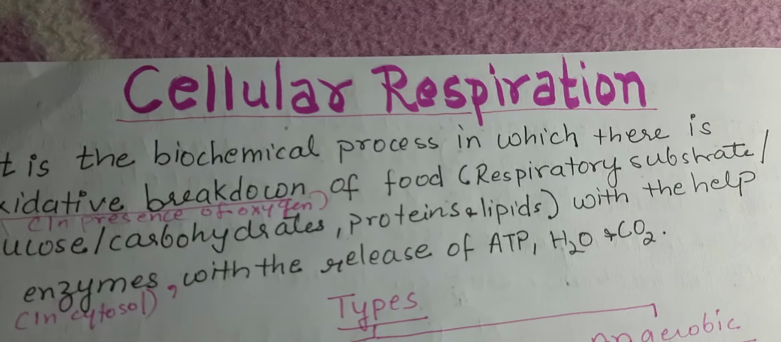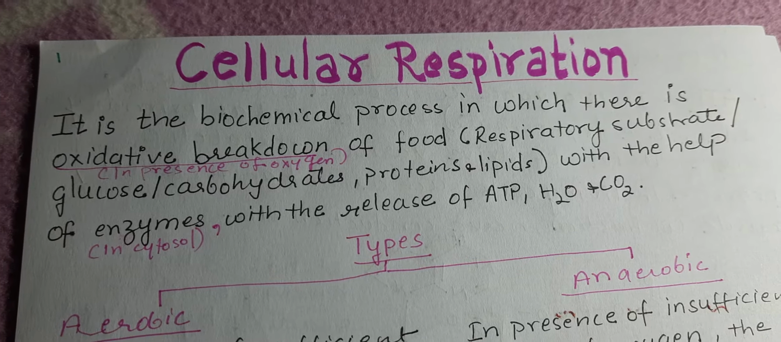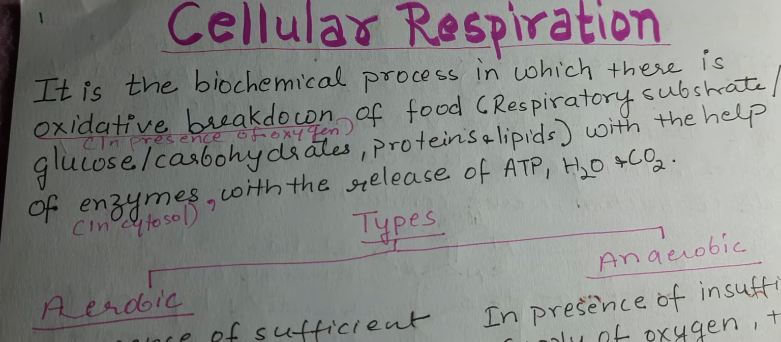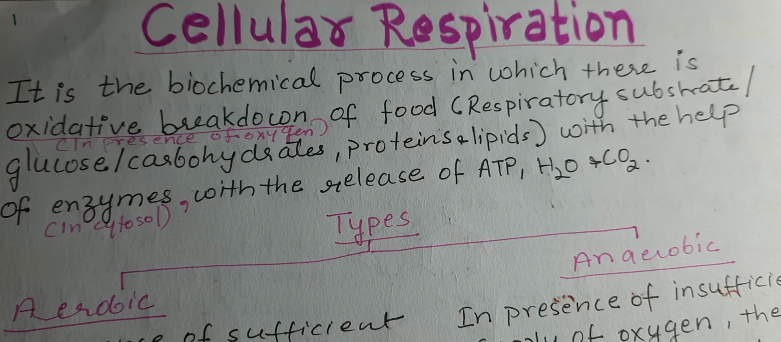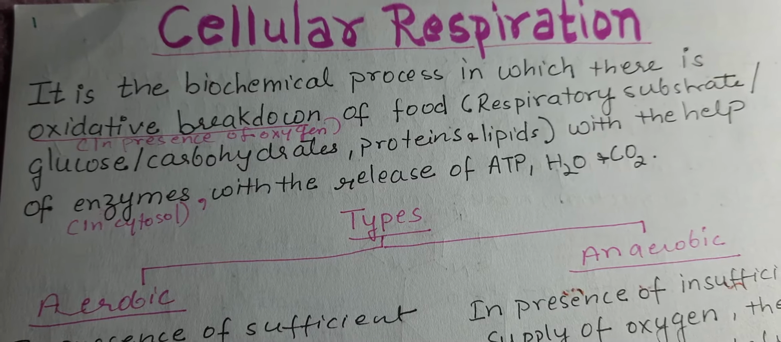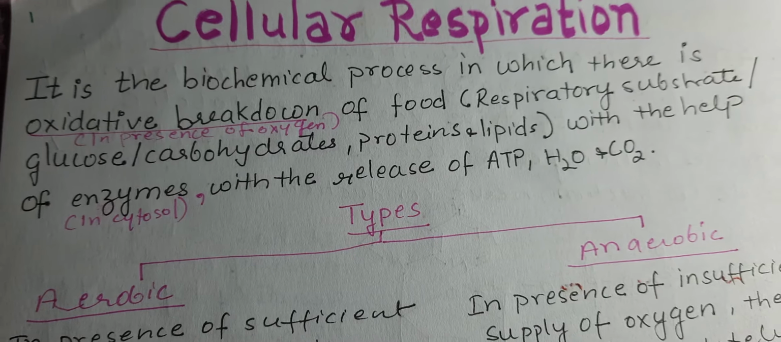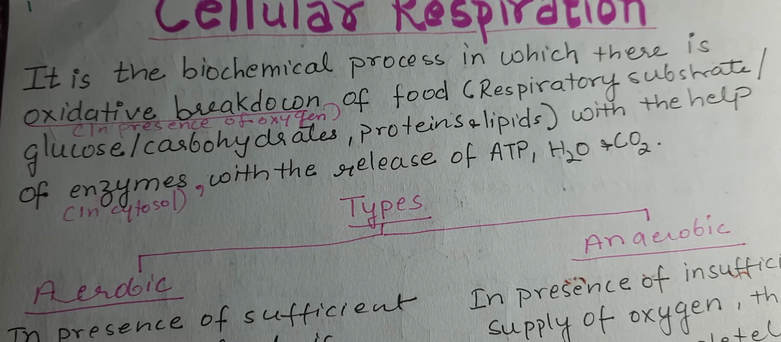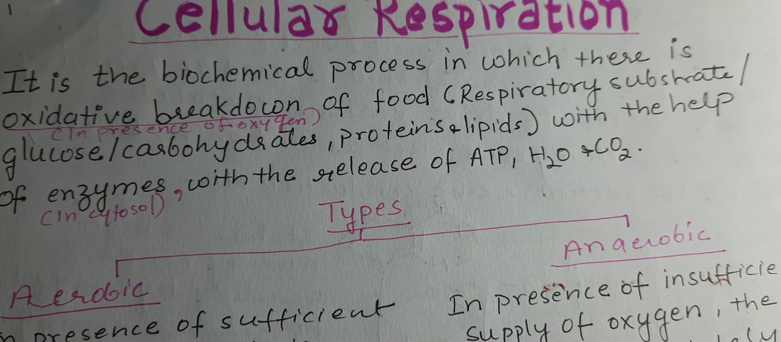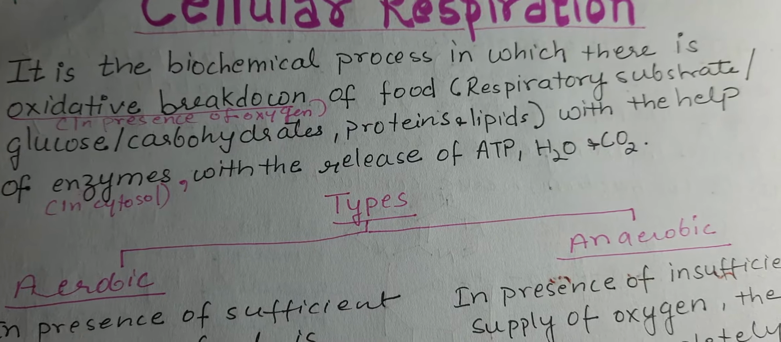Dear student, today we will talk about cellular respiration, in which we'll be describing glycolysis. Cellular respiration is the biochemical process in which there is oxidative breakdown, that is, in the presence of oxygen, of food, also known as respiratory substrates such as glucose, carbohydrates, proteins, lipids, with the help of the enzymes of the cytosol, with the release of energy, water and carbon dioxide.